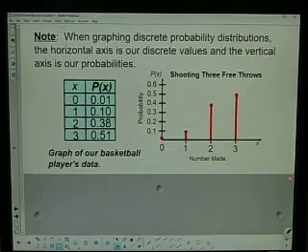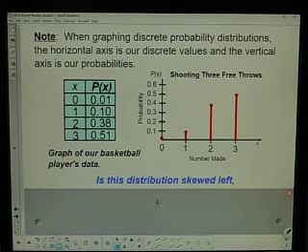All right, when graphing discrete probability distributions, the horizontal axis is our discrete values, and the vertical axis is our probabilities. So there's X representing 0 shots, 1 shot, 2 shots made. Probability of making none is 0.01, just a little bit above the line on the y-axis. Okay, so 1 being 0.10. And this is the graph of our basketball players' data.